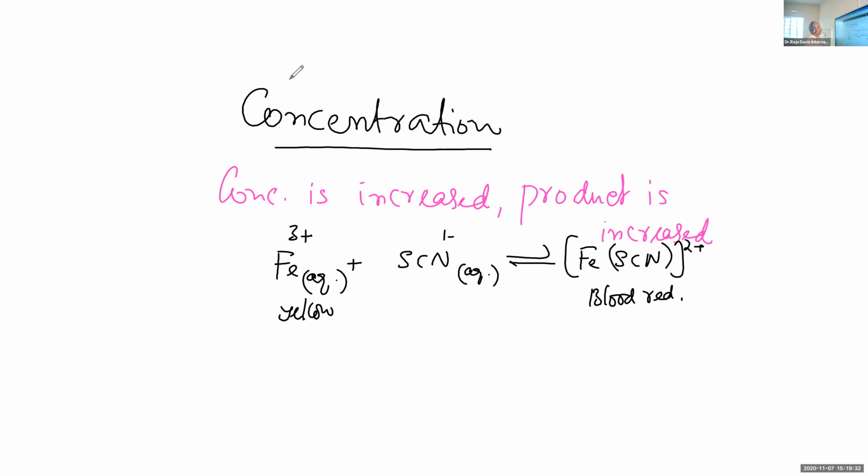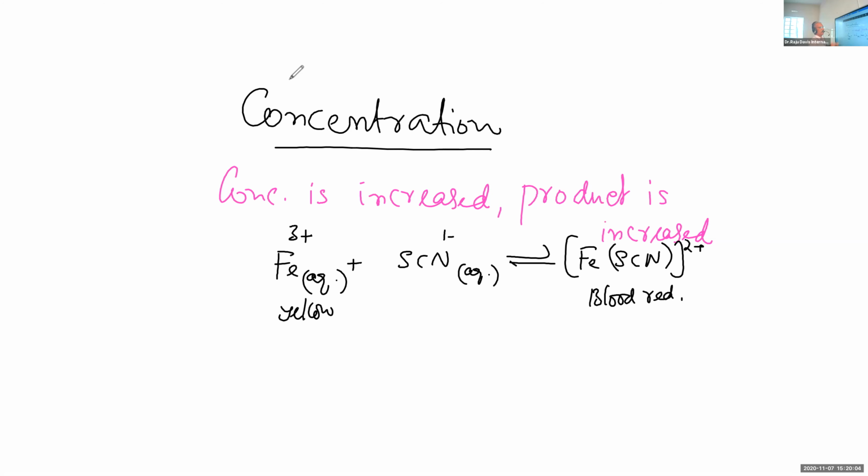So we are going to add SCN- into Fe+3 solution, ferric chloride solution, for example. Then there is formation of a blood red color. And you keep it for some time, an equilibrium is established. That is a reversible change. There will be a definite intensity for the red color. Now, this is the equilibrium.